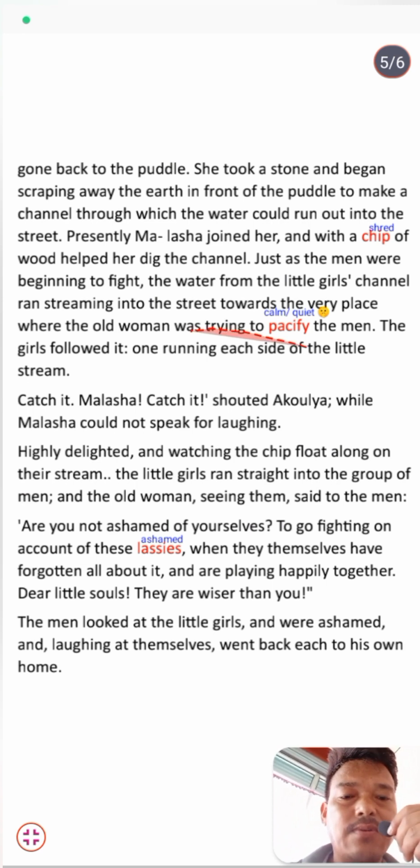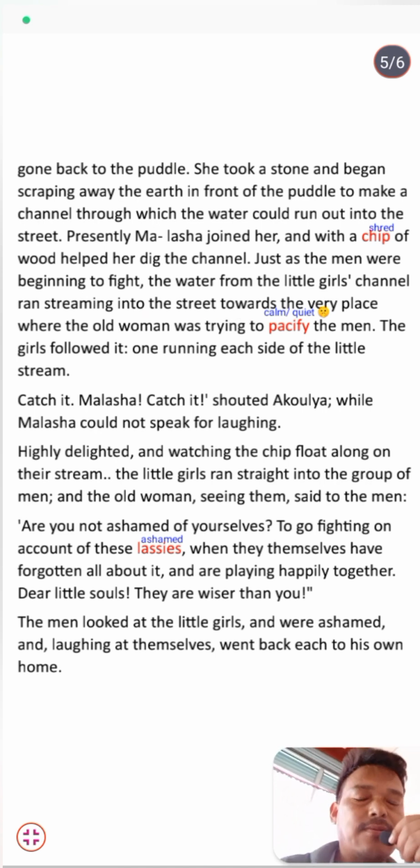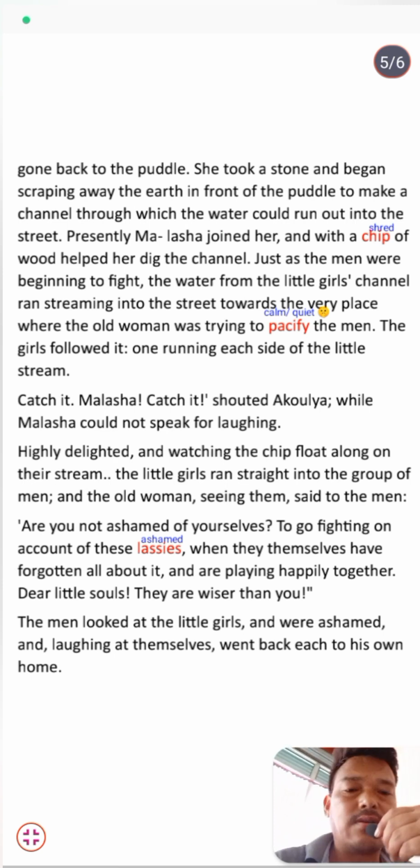Then what happened after the girls made this channel or passage? The water flowed through the channel made by the girl, and then the water entered the street towards the place where the old woman was trying to calm the men.